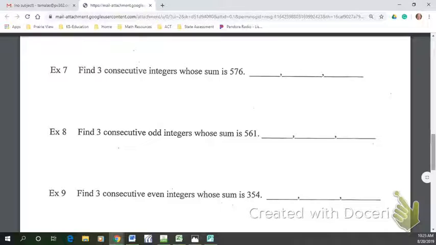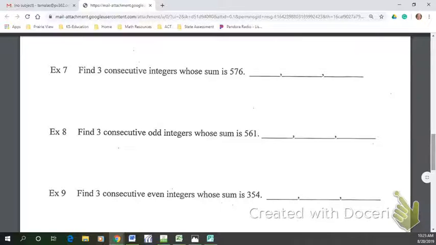It says find 3 consecutive integers whose sum is 576. Well, first of all, you got to know, what are consecutive integers? Right after another. What are integers? Specifically, no fractions, no decimals, but they can be positive or negative, and 0 can be included. So I want 3 numbers right next to each other that add up to 576.